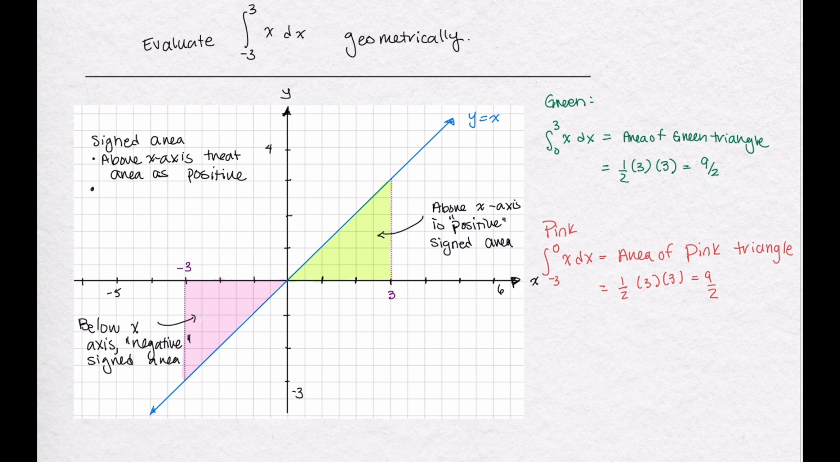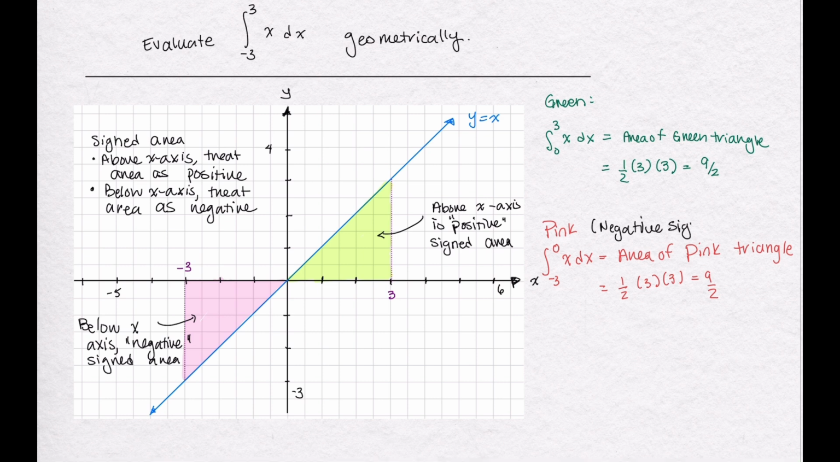Below the x-axis, you treat the area as negative. So that's what I'm missing here. This is negative signed area.